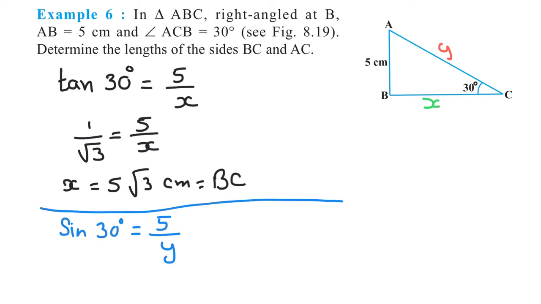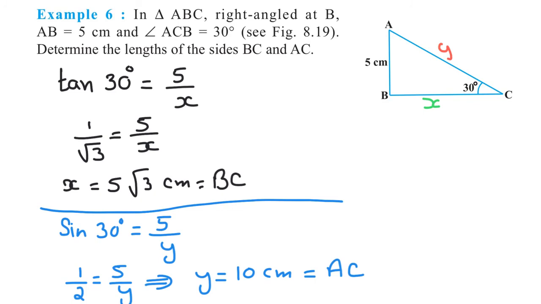How much is sine 30? It is half. So half equal to 5 over y. Cross multiply, y is going to be equal to 10 centimeters. That is nothing but AC. So we found out what BC is and what AC is as per the question that was asking us. So great. You need to remember what these trigonometric ratio values are in order to solve these type of problems, and figure out what's given and what you need to find out, and choose the appropriate trigonometric ratio to apply.